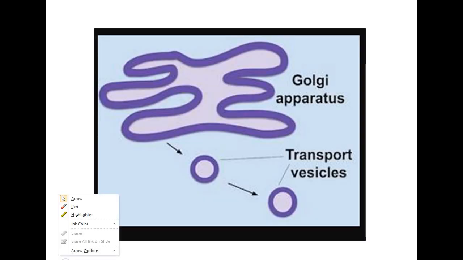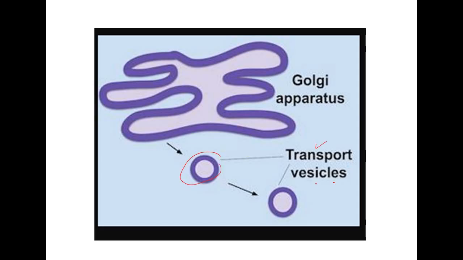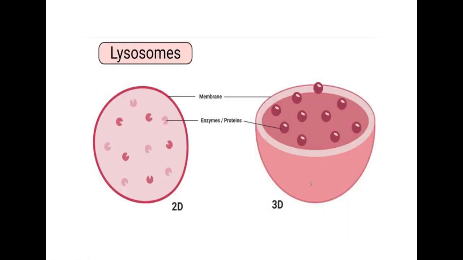Here is one image. Vesicles come from the endoplasmic reticulum or Golgi apparatus. You can see these transport vesicles. Okay. Lysosome. This is the 2D image. Enzymes or proteins. This is the outer membrane. It is a single membrane structure. This is the 3D image.